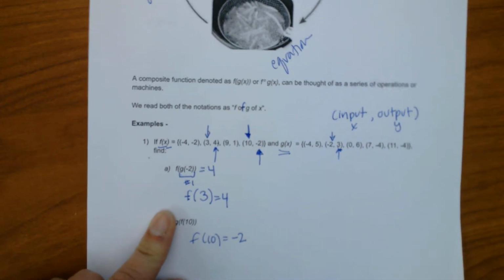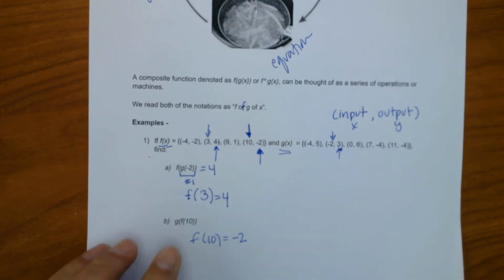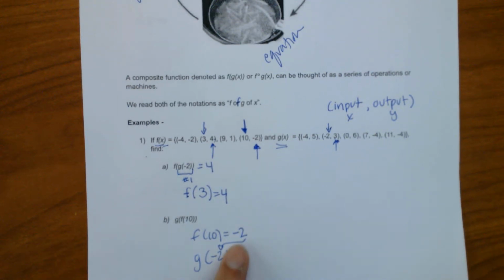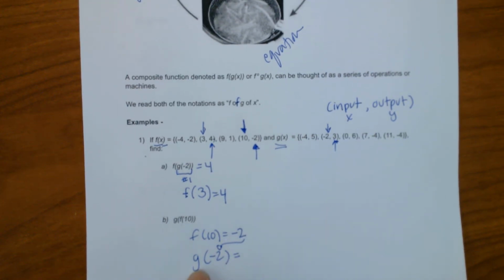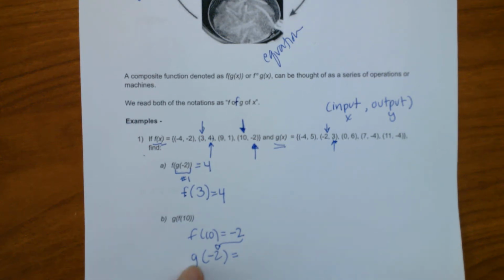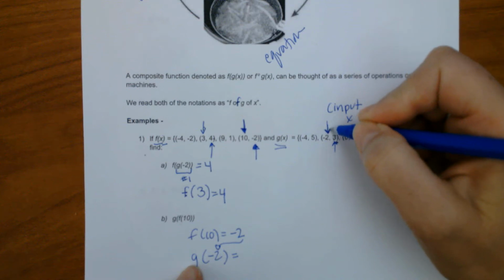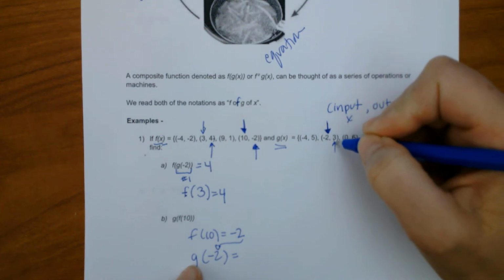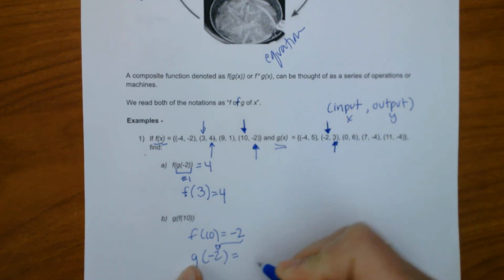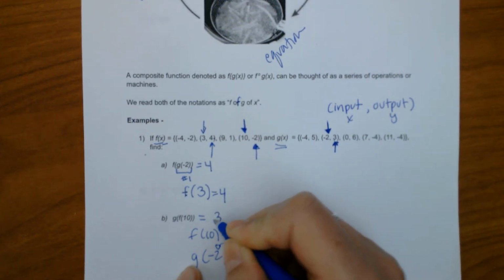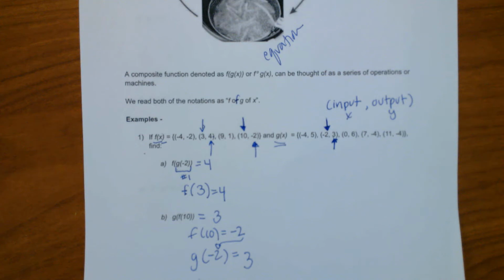I'm not done yet though, because I'm going to back my finger up and I see that I need now to find g of negative 2. So my output now becomes my new input. So now I have to go to the g function. I look for negative 2. I actually found it in the first one. And so what is my output for negative 2? That's a positive 3. So g of f of 10 is positive 3.